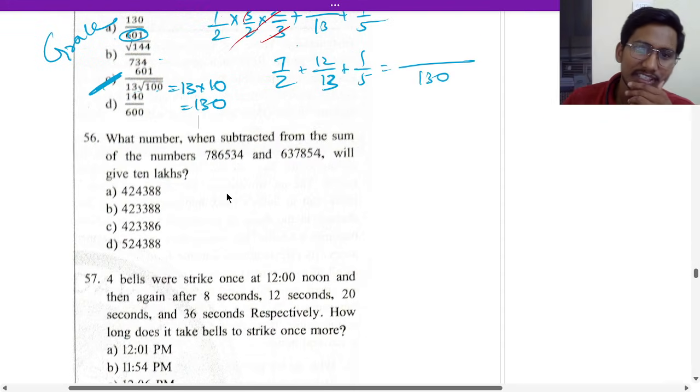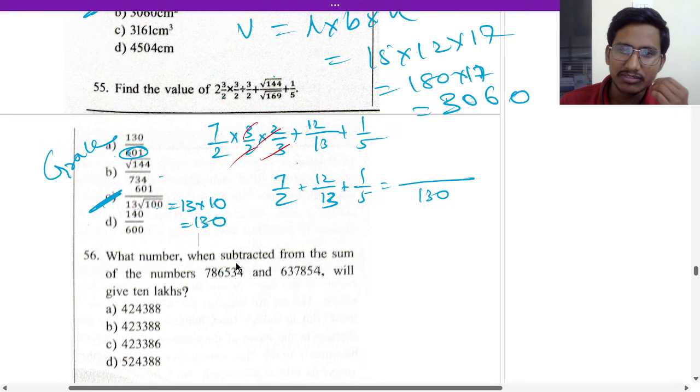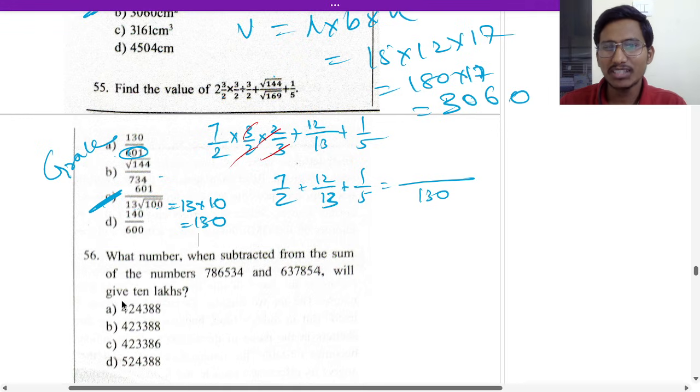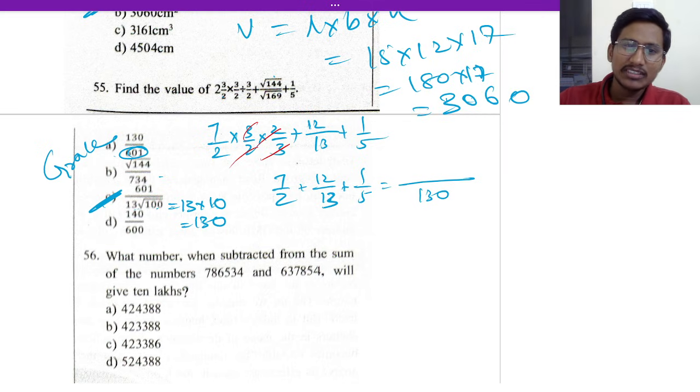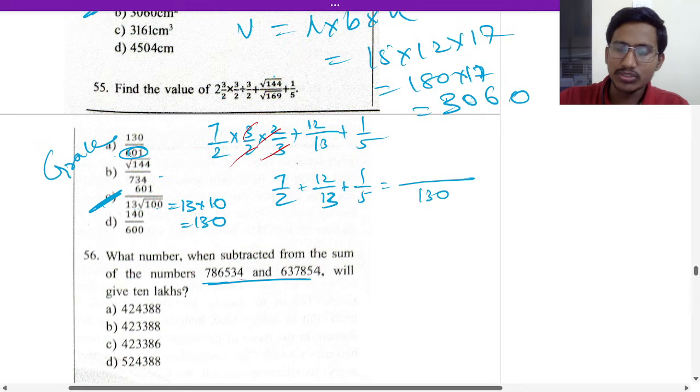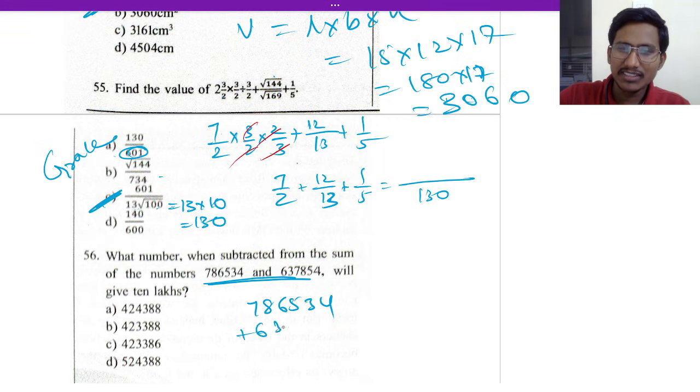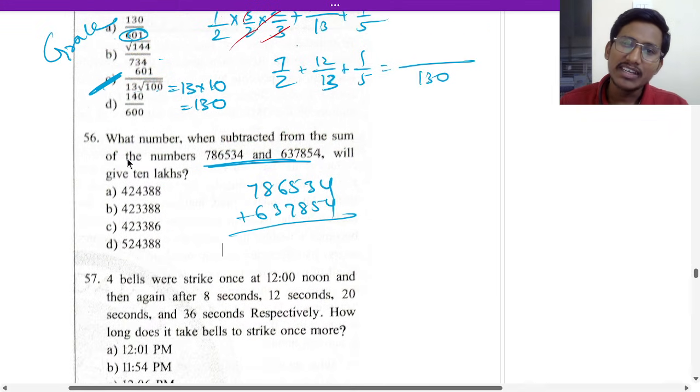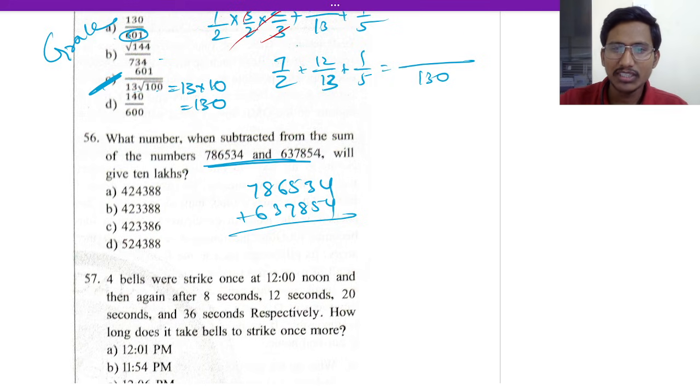Okay, next 56, what number when subtracted from the sum of the numbers given will give 10 lakh? So the sum of these two means 7,86,534 plus 6,37,854. So add them, and then the answer giving 10 lakh, right? So subtract 10 lakh, so add them, what answer will come here?